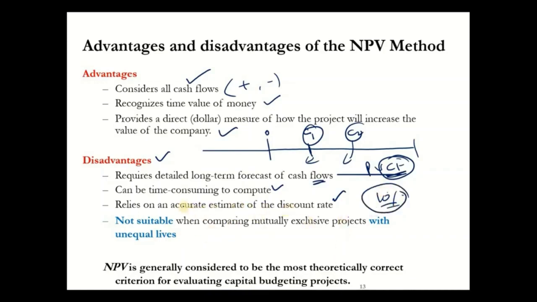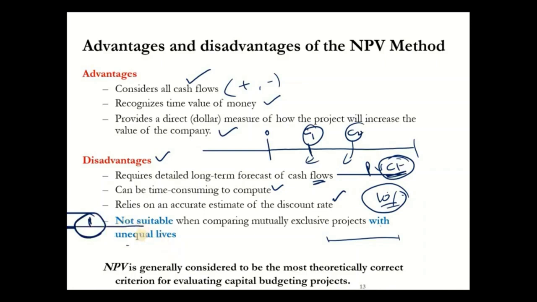And then it is not suitable when comparing mutually exclusive projects with unequal lives. For projects with equal lives, we can use NPV, but for projects with unequal lives, NPV is not usable. We will use another method. Just remember this point; we will discuss it in the last few slides. I will explain it in more detail.